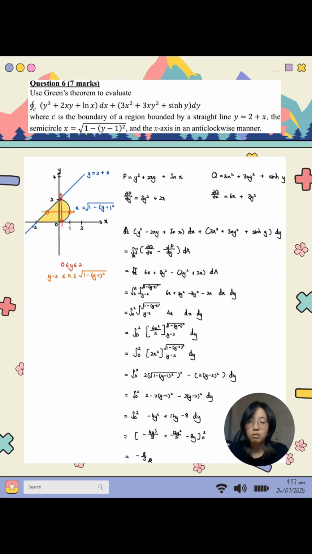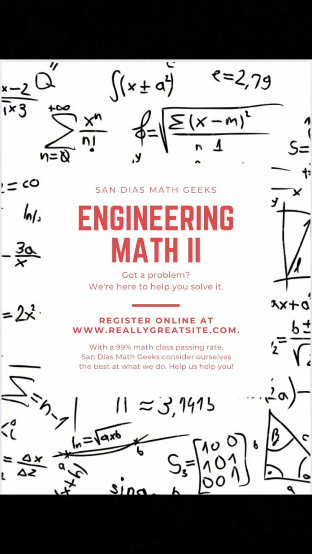The y limit is from 0 to 2, and the x limit is from y minus 2 to the square root of 1 minus (y minus 1) squared. We substitute into the Green's theorem equation so that we can get the integral. So we integrate 4x dx dy, and we get the final answer, which is negative 8/3.